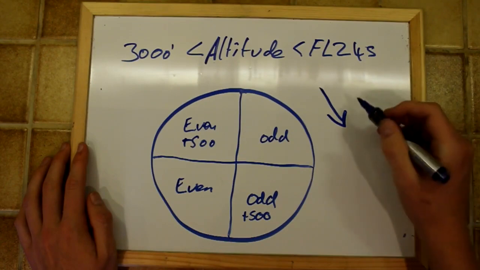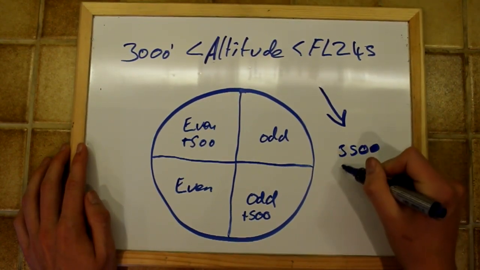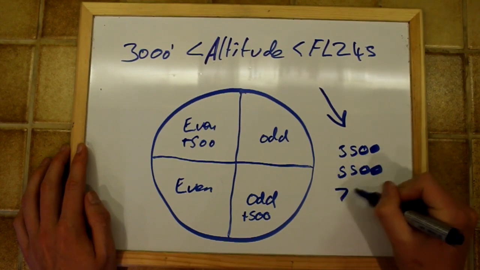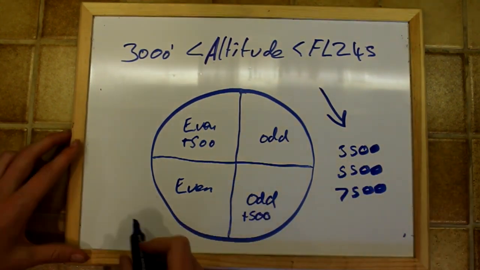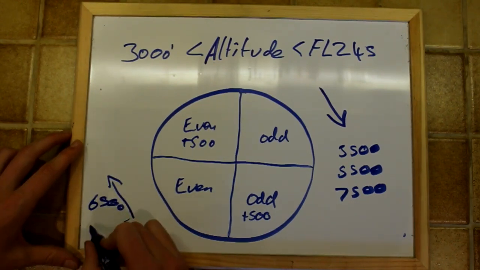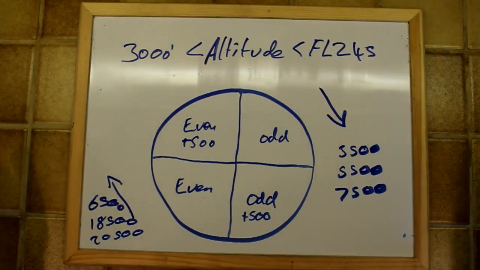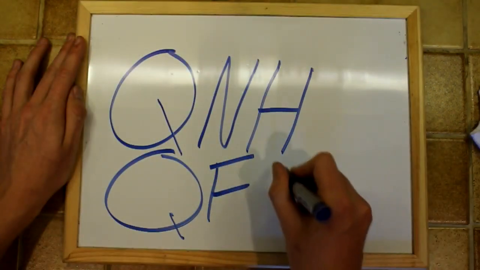So if you were heading, say, 130 like this, you should have an odd plus 500 altitude. This would give us options such as 3,500, 5,500, 7,500 and so on. If we were heading in the opposite direction, we would need an even plus 500 altitude. So we could use values such as 6,500, 18,500, 20,500, etc. That's some basic altimetry for you.